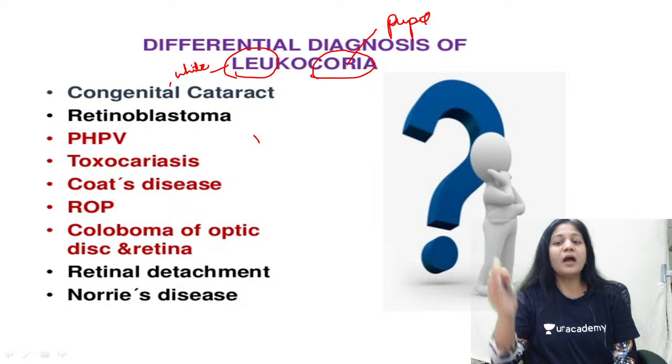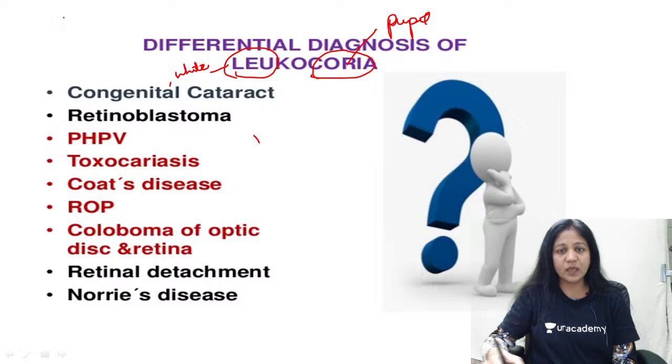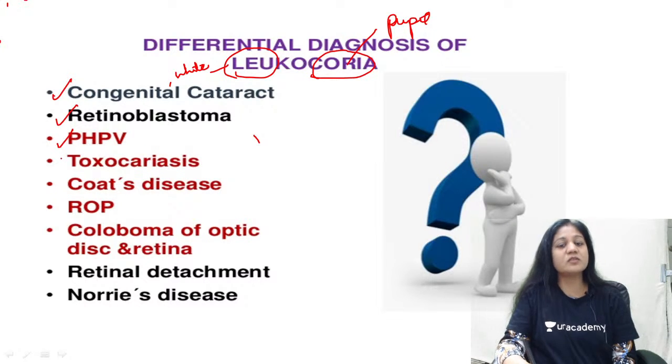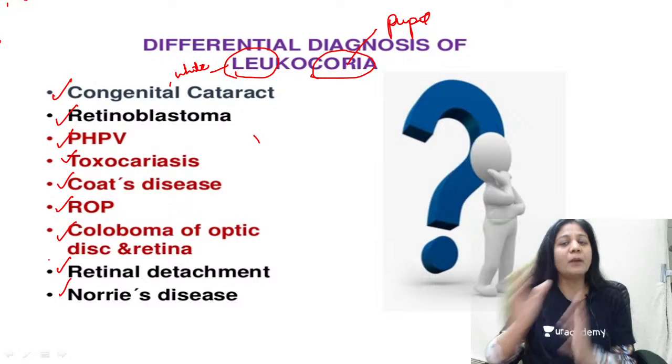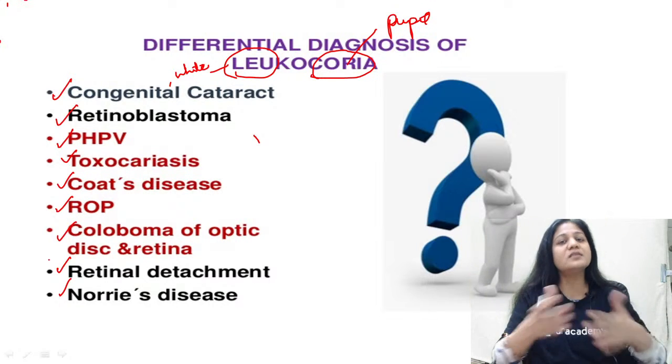Okay. Now when you have leukocoria, guys, it's a very old question. You must know the differential diagnoses. Let us quickly revise them. Congenital cataract is very, very important. Retinoblastoma, I would say, is the most common cause of leukocoria in early age. PHPV, persistent hyperplastic primary vitreous, toxocariasis, Coats disease, retinopathy of prematurity, coloboma of the disc or of the retina, old cases of retinal detachment, and some retinal abnormalities like Norrie's disease. Okay, so this is your summary list where you can have an abnormal white pupillary reflex. You must keep these things in mind.